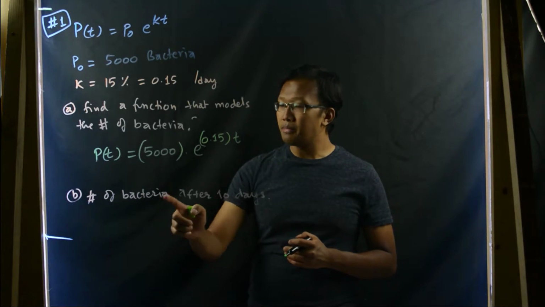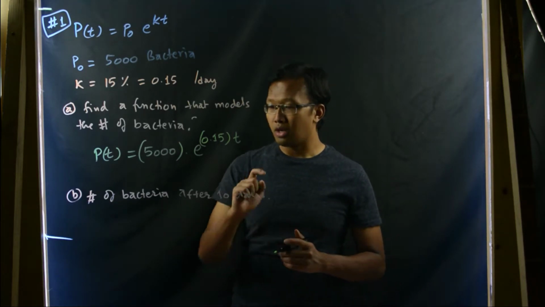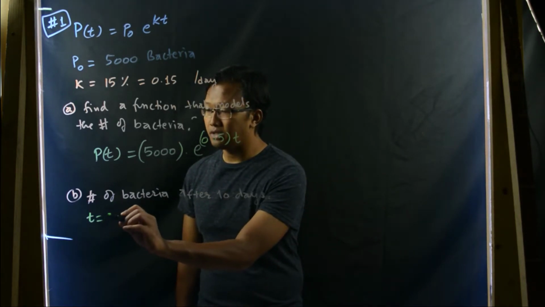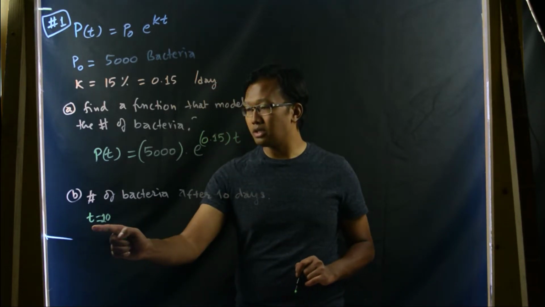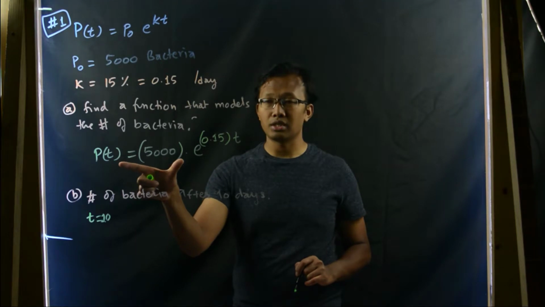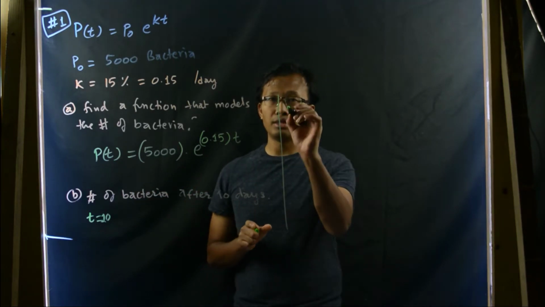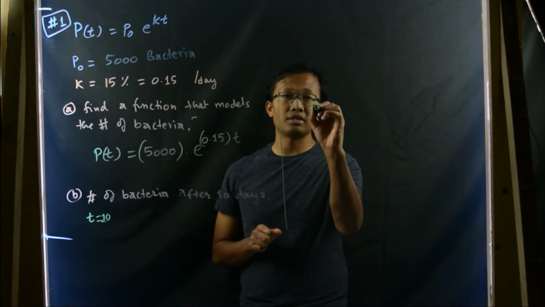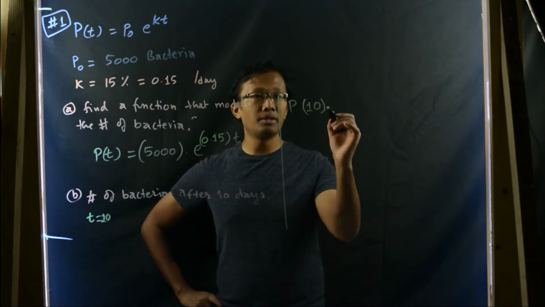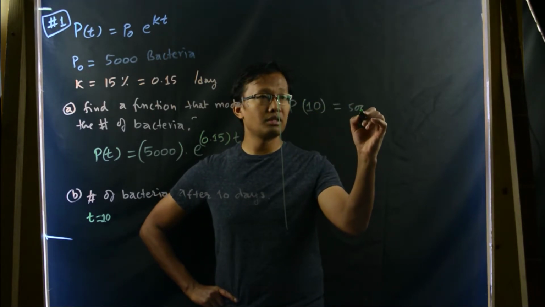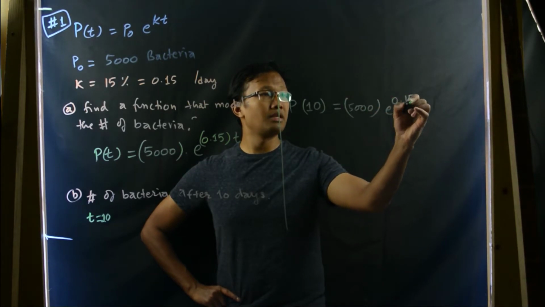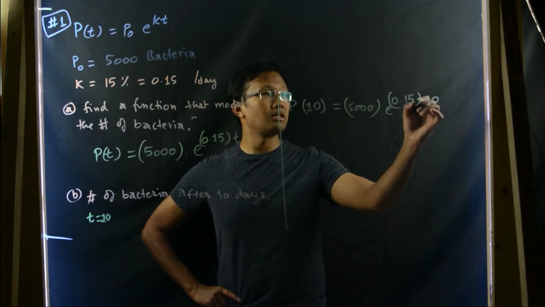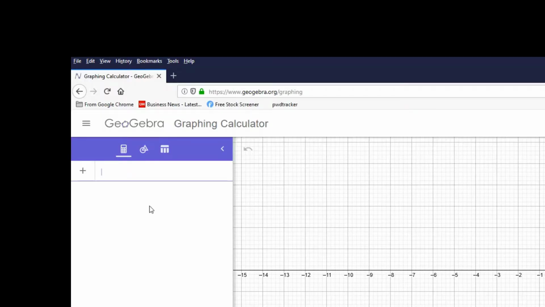Now, find the number of bacteria after 10 days. So after 10 days, we'll have t equals 10. Then plug t equals 10 into this equation, which will give us P(10) after 10 days. It would be P(10) = 5,000 times e to the power 0.15 times 10.